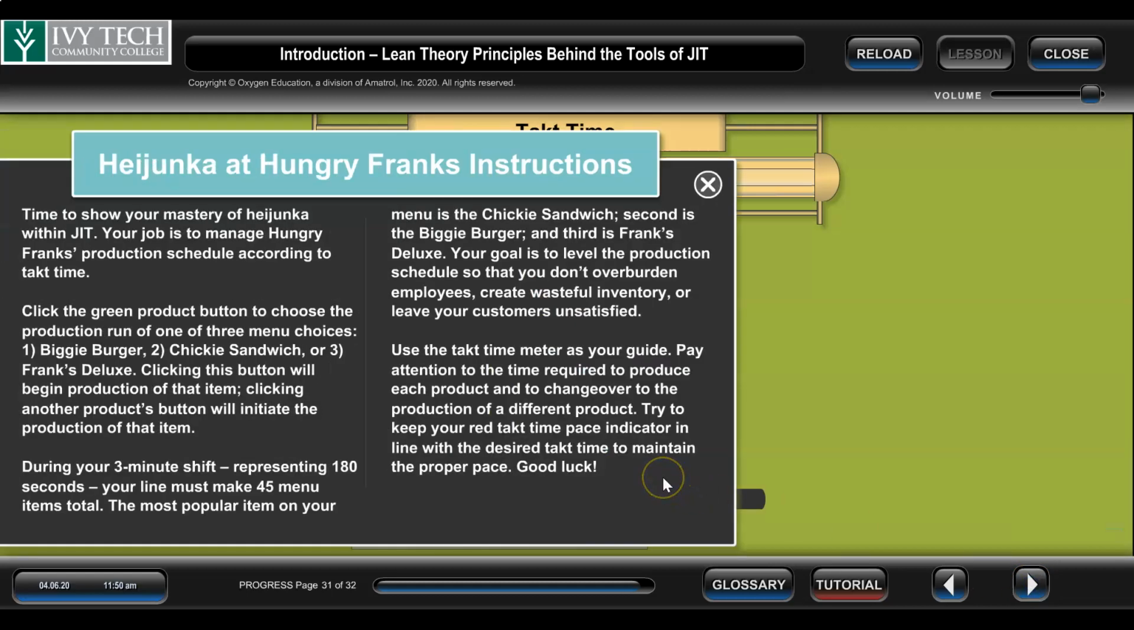Heijunka at Hungry Frank's. Instructions. Time to show your mastery of Heijunka within JIT. Your job is to manage Hungry Frank's production schedule according to takt time.